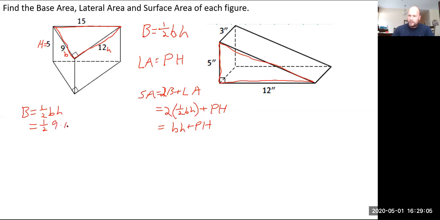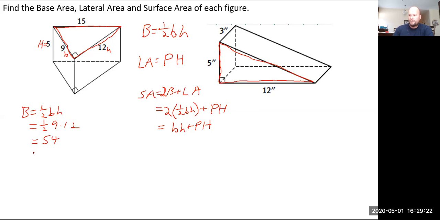So the 9 and the 12, again, could have been 12 times 9. Either way works. We're going to multiply this thing out. 1/2, 9 times 12. Well, I would do 1/2 of the 12 first. Gives me 6. 6 times 9 gives me 54.